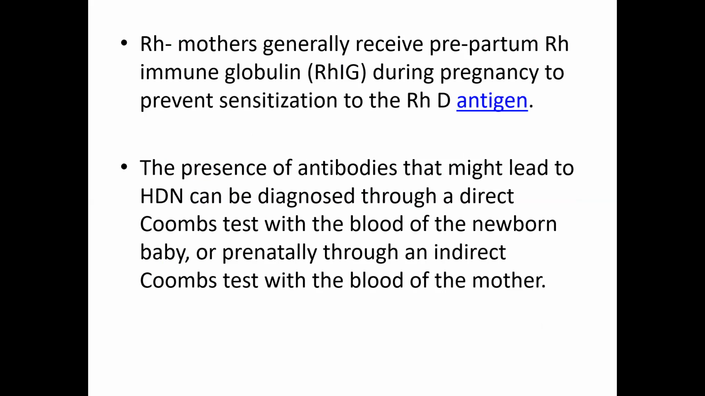Rh negative mothers generally receive prepartum Rh immunoglobulin, that is RhIg, during pregnancy to prevent sensitization to the RhD antigen. If the mother has Rh negative blood, we generally advise her to take one dose of anti-D after 28 weeks of gestation, and somewhere it is written after 16 weeks of gestation, to prevent the mixing of the blood.